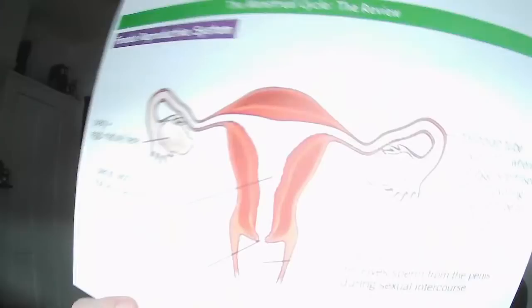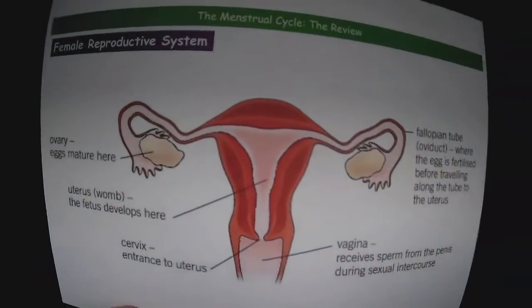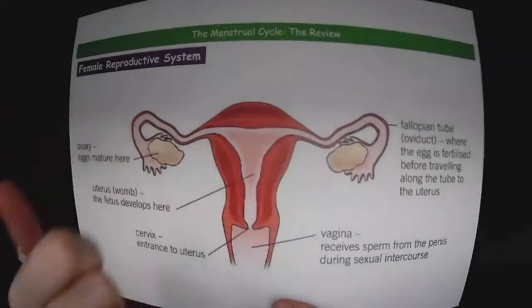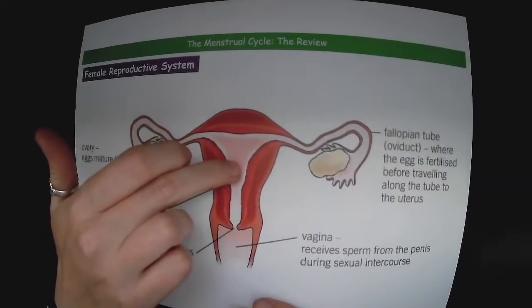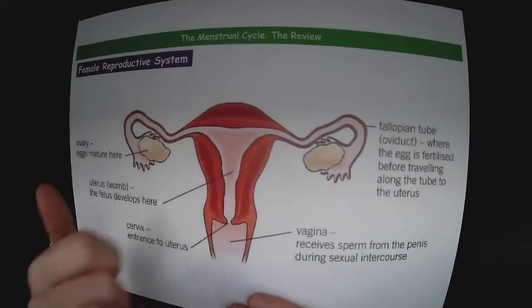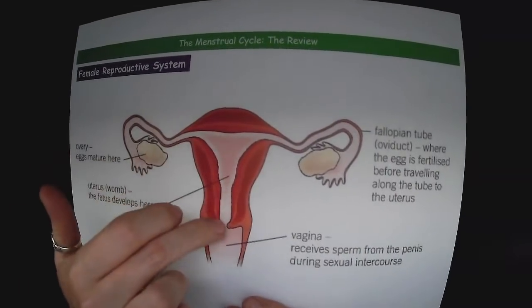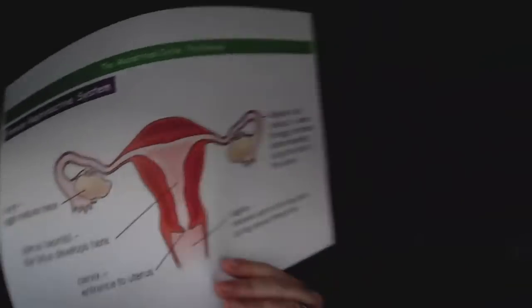Here is our lovely little diagram of the female reproductive system. So we have 2 ovaries, they're connected by the fallopian tubes onto the uterus here, and then you have the vagina at the bottom, obviously separated from the uterus by the cervix.